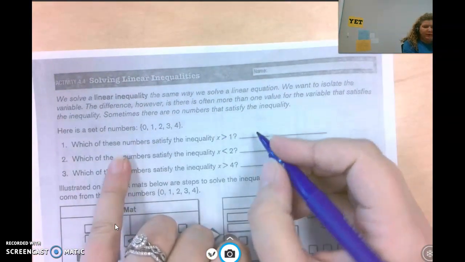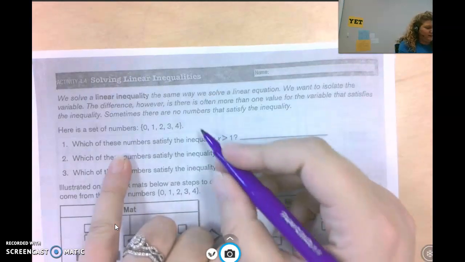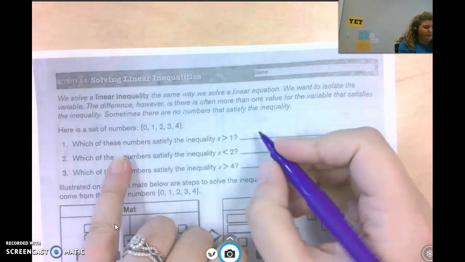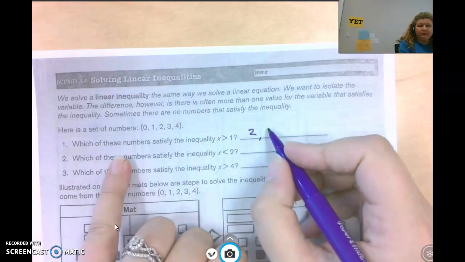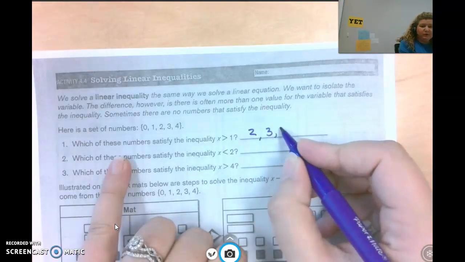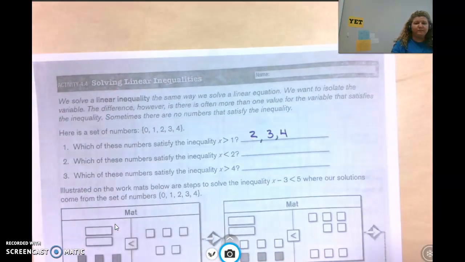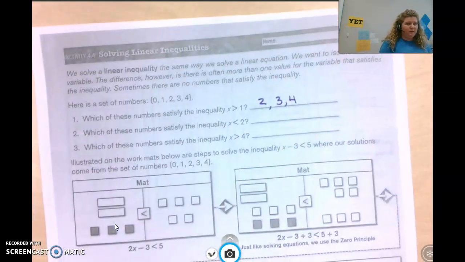So is 0 greater than 1? No. Is 1 greater than 1? No. Is 2 greater than 1? Yes. Is 3 greater than 1? Yes. Is 4 greater than 1? Yes. So there's the first one.